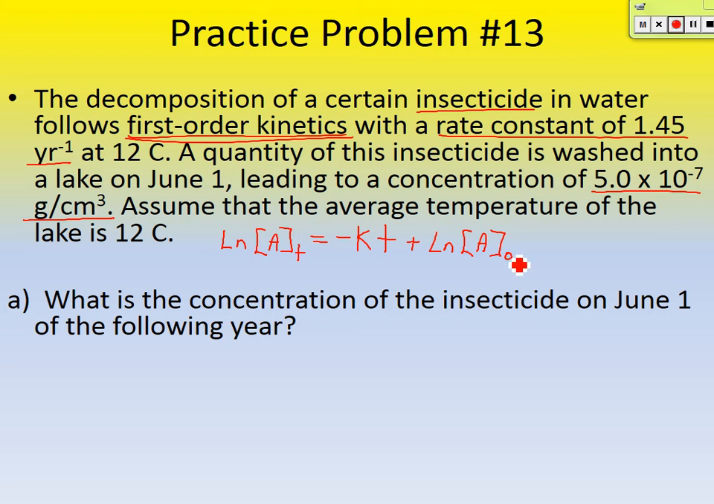Sometimes you'll see this little zero sign here. This means initial. Please make that note. I call it a not symbol. It means initial.